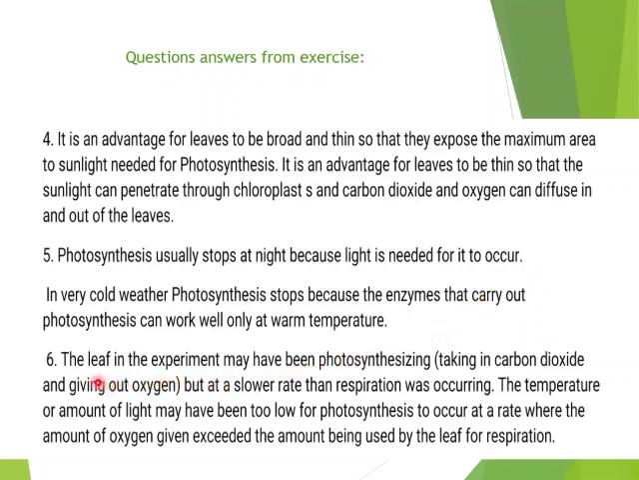So the answer is very easy. The leaf in the experiment may have been photosynthesizing. Simply, all plants are doing photosynthesis all the time. They're not telling us, but they're doing it. What are they doing in photosynthesis? You know that very well: taking in carbon dioxide and giving out oxygen, but at a slow rate. Then respiration was occurring. The temperature or amount of light may have been too low for photosynthesis to occur at a rate where the amount of oxygen given out exceeded the amount being used by the leaf for respiration.